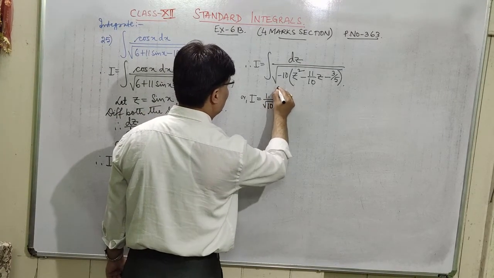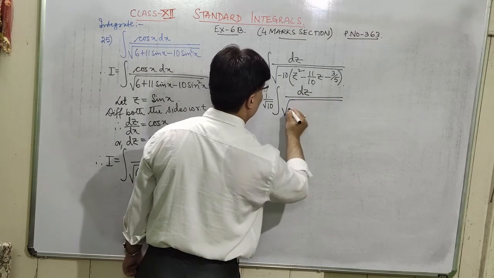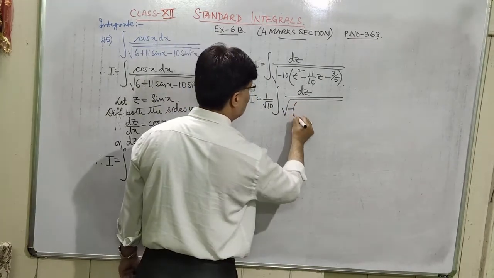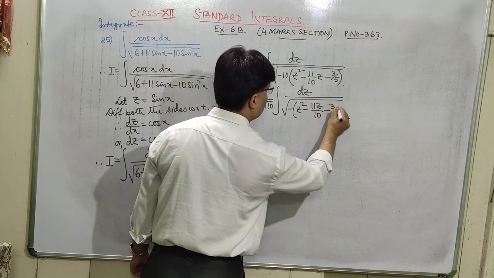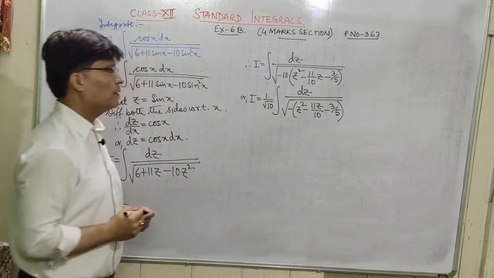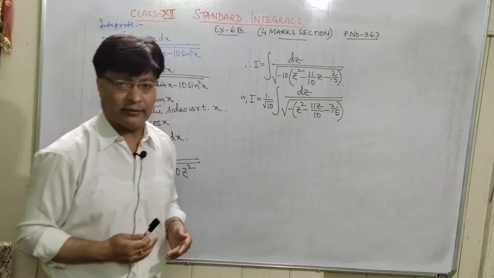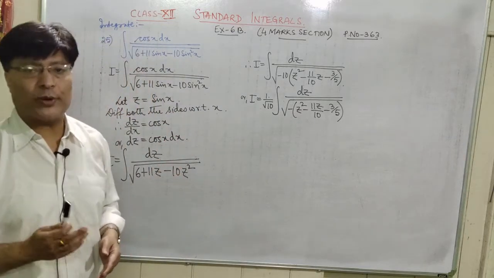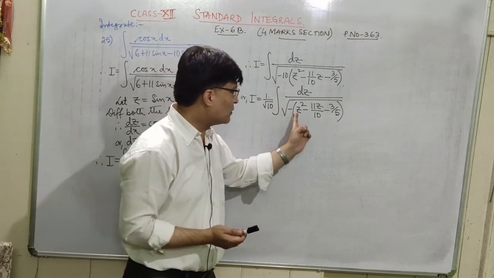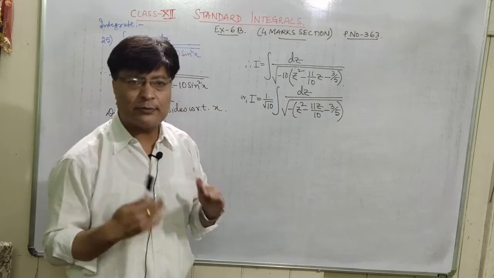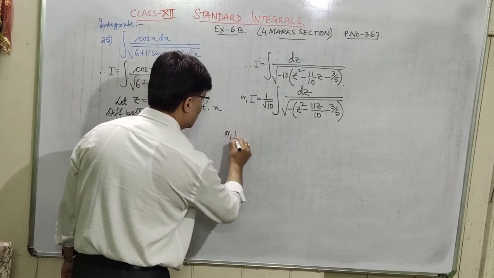So it is 1 by root 10 integration of dz divided by root over, let us write the minus sign here only. So within the bracket we have z square minus 11z upon 10 minus 3 by 5. Okay, so now the minus sign is taken outside, that is, it is taken common, minus 10, so that we can make the coefficient of z square positive 1. Okay, so next what will you do here? Let us convert this z square and the term containing z in terms of a square minus 2ab plus b square form. So let us convert into standard form now.